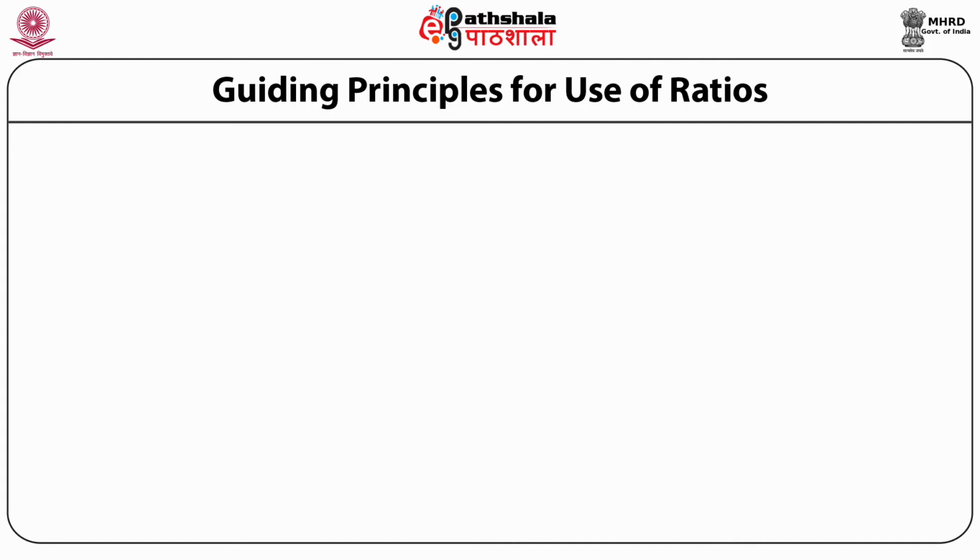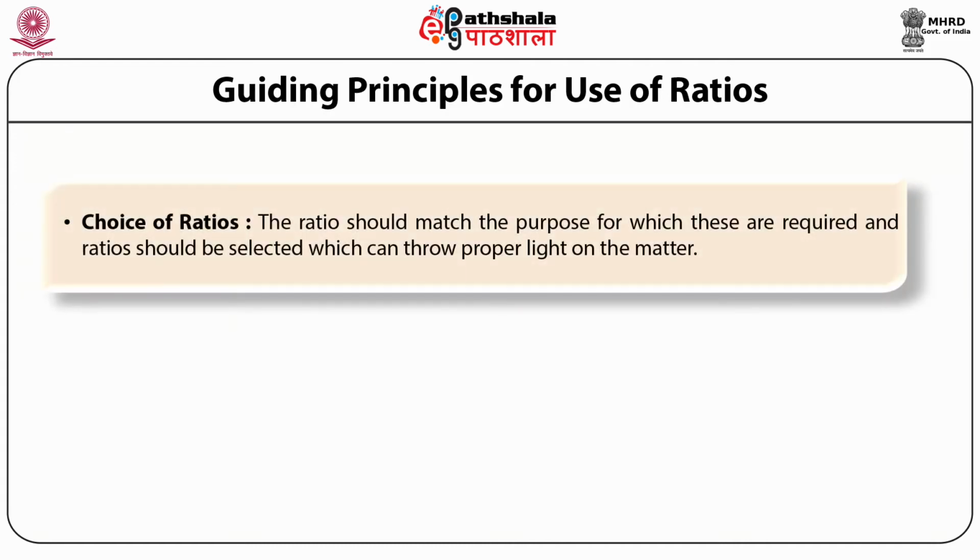Next point, choice of ratios. The proper choice of appropriate ratio is also one of the important factors. The ratio should match the purpose for which these are required, and only those ratios should be selected which can throw proper light on the matter to be discussed. Then only a relevant conclusion can be drawn.